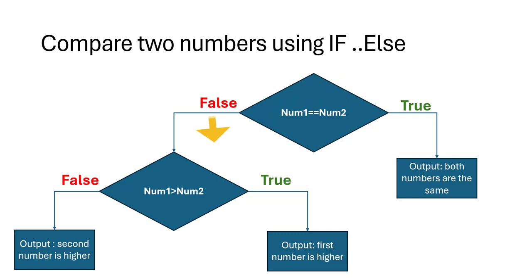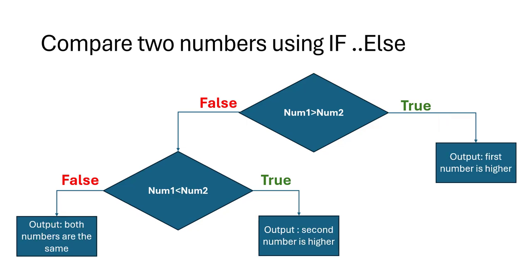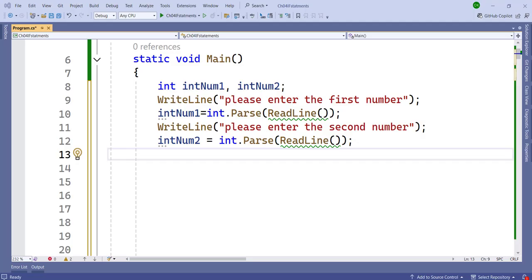Is the first number greater than number 2? If that's true, then the first number is higher. If that condition is false, that means that the second number is higher. There are multiple ways of drawing this flowchart. So this is one example. Here's another example where you can change the conditions. Here's the code that I need to enter two numbers and read the input from the user.